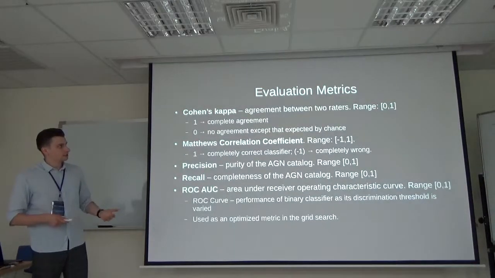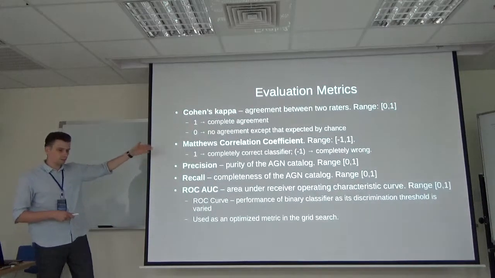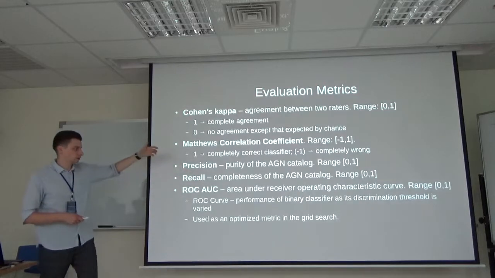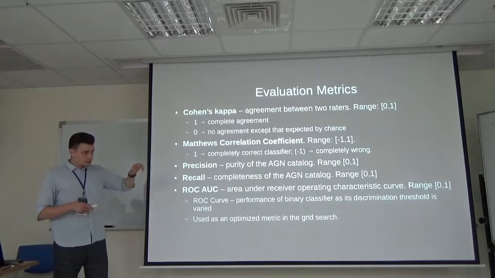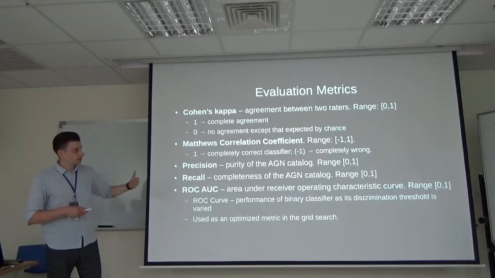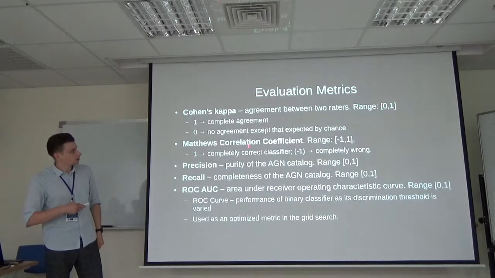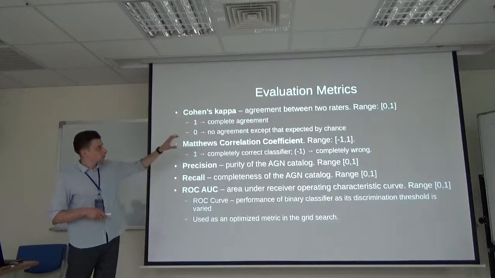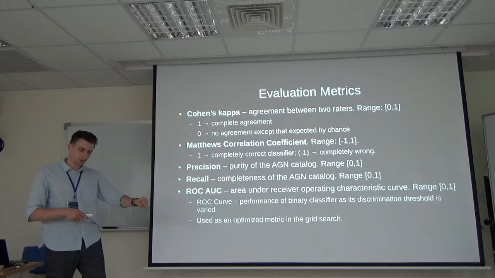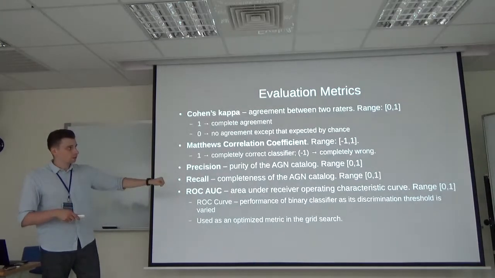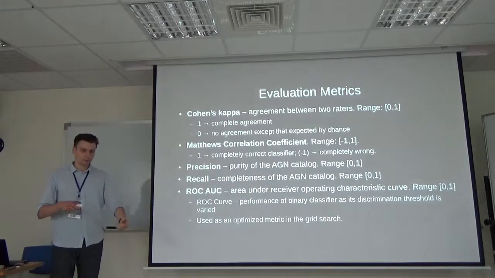To evaluate the performance of the algorithm, we needed to use slightly different metrics than people usually use, for example accuracy, because we had unbalanced data sets here. And because of that, we used Cohen's kappa and Matthews correlation coefficients, which are quite similar metrics, and they show you the agreement between two raters, where one rater is the output of our classifier, and the second rater is the set of the spectroscopic labels.